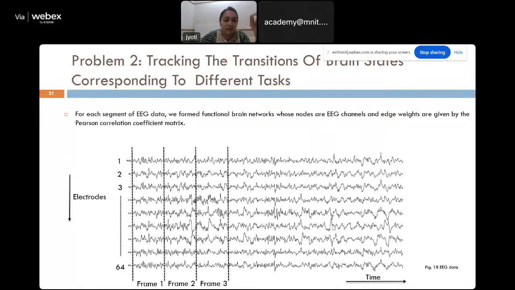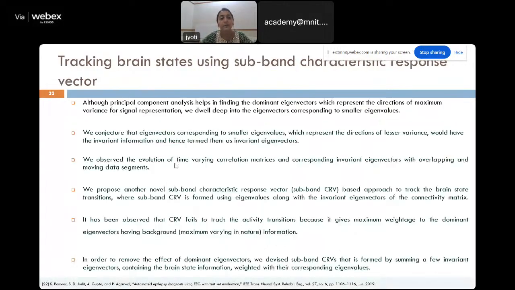One more thing here, we have used overlapping segments, not discrete ones. Why overlapping segments? So that we smoothly capture the transition. It should not be direct, like in frame 1 state 1 was there and in frame 2 state 2 was there. We did not want that type of transition. We wanted to see how slowly the brain is changing its state. So we have taken overlapping EEG data segments for the whole analysis.